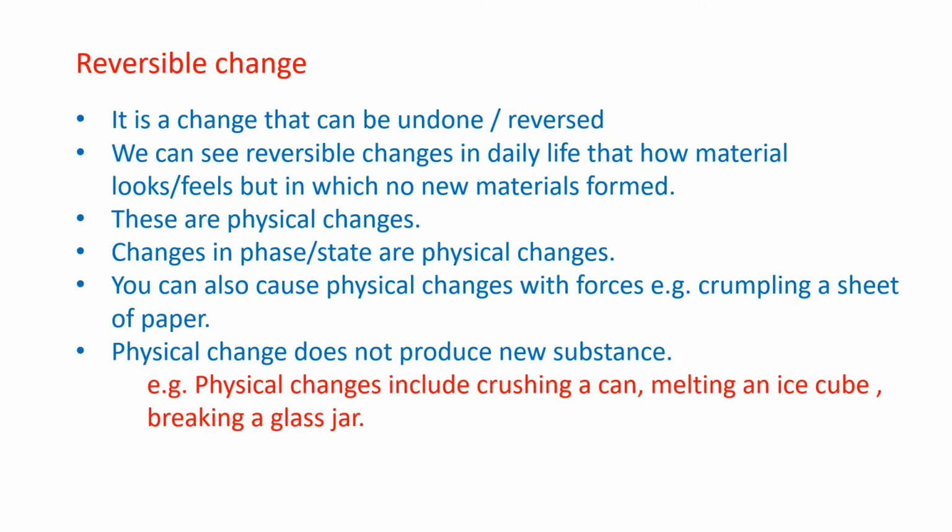A reversible change is a change that can be undone and reversed. That means if the work has been done and you want to change that work, you can undo it. We can see reversible changes in daily life, in how a material looks and feels, in which no new materials are formed. These are the physical changes. In a reversible change, there is no new material formed.